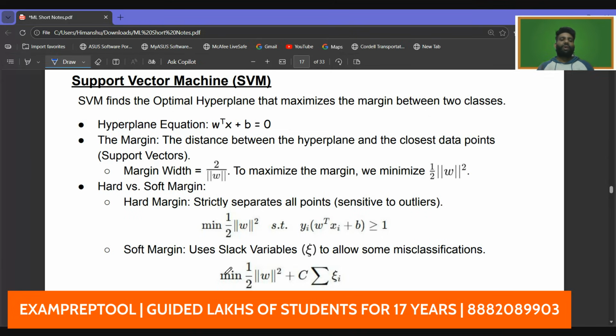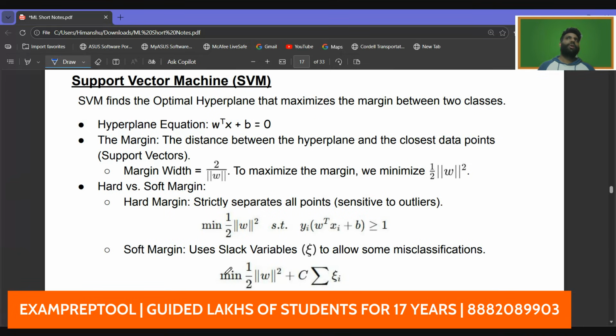So if I just talk about the hard SVM, then in that case, support vectors are those data points which lie on these hyperplanes which we just talked about. Okay. So there is a margin width, which we always want to maximize, 2 by the L2 norm of W. The opposite of this is that we would like to minimize half of the L2 norm square. Okay. Now hard versus soft margin.